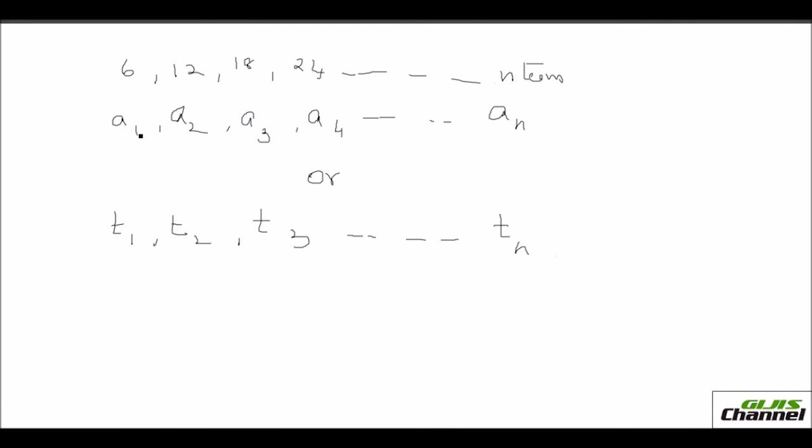So the subscripts which we write along with this letter denote the position of the number in that AP, okay, which position. Say for example, if I say A2, it is the second number of the arithmetic progression. If I say A10, it is the 10th number in the arithmetic progression, okay. The subscript denotes the position of the numbers.